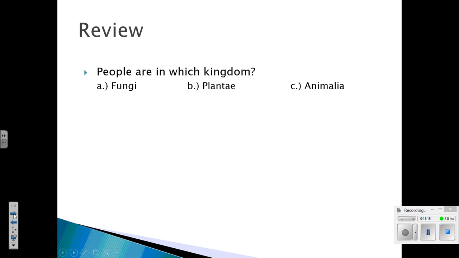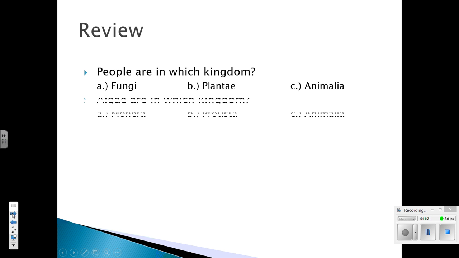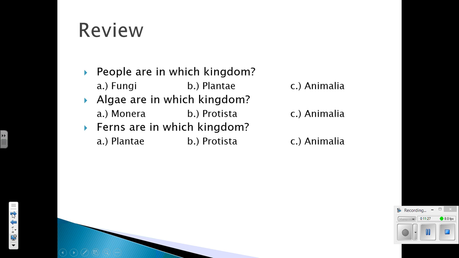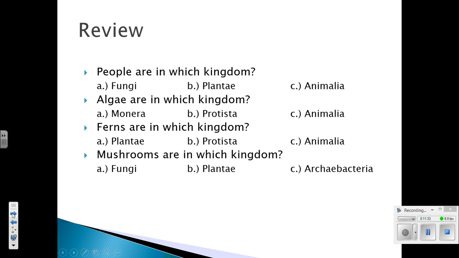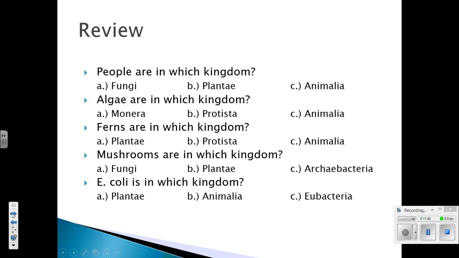Okay, so people are in which kingdom? They're in the animal kingdom, so C is correct there. Algae is a protist, letter B. Ferns are plants, letter A. Mushrooms are in A, fungi. And E. coli is in Eubacteria.